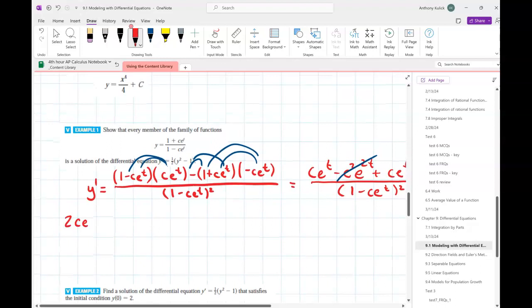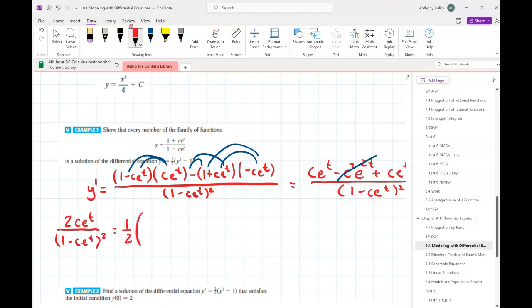So I have 2c e to the t over (1 minus c e to the t) squared equals 1/2 times (y squared minus 1). But what is y? 1 plus c e to the t over 1 minus c e to the t, squared, minus 1. Just plug y in, right? So far, so good? Yes.